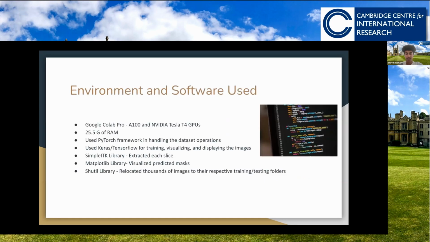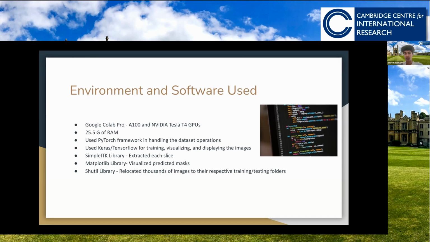Okay, the environment and software we used: we used Google Colab Pro. This software actually helped us a lot as it gave us access to efficient GPUs such as A100 and NVIDIA for faster runtimes. With higher memory settings, we had access to 25.5 gigabytes of RAM.